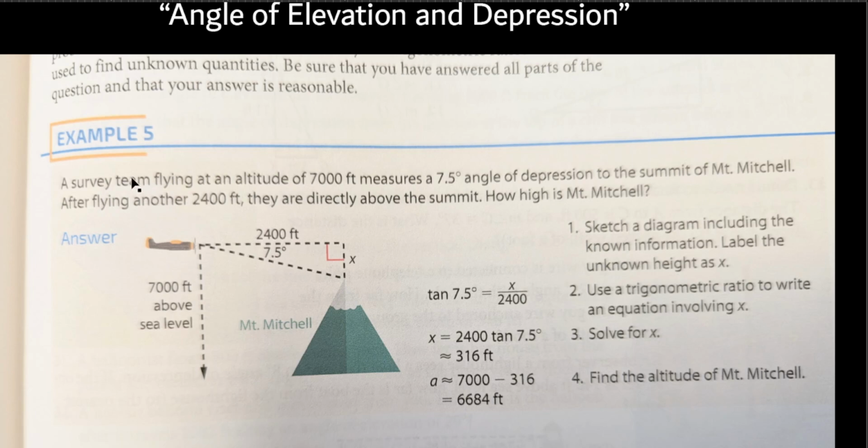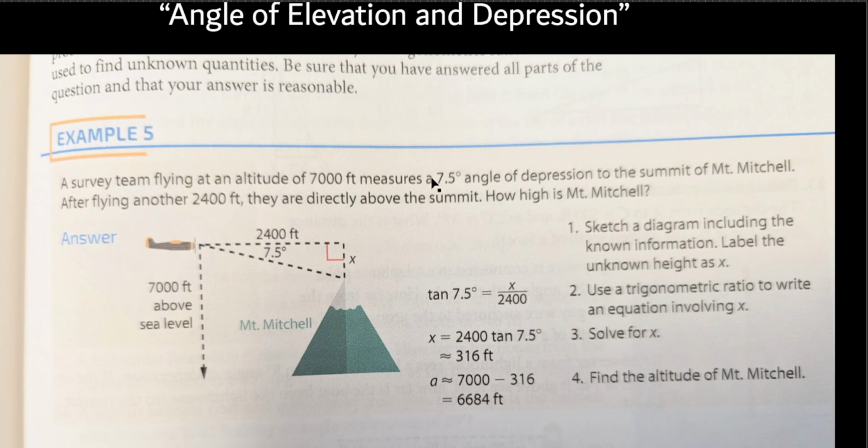It says they're flying, so supposedly they're in a plane, at an altitude of 7,000 feet. So you draw a little plane, or just a little dot to indicate where this person is. They're 7,000 feet above sea level. So this level right here would be sea level, and there's your 7,000 feet. Pretty easy so far. Now, here's the thing that we're going to learn today: angle of elevation and depression. Let's take a look at the example first, and then I'll talk about what the angle of elevation is and what the angle of depression is.